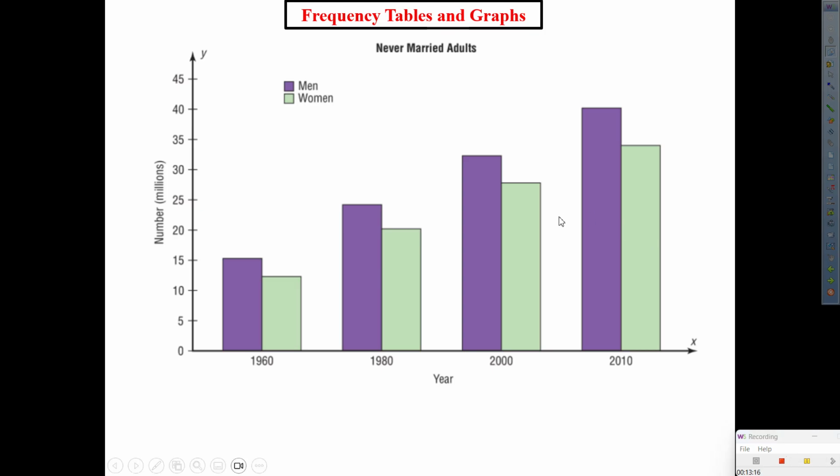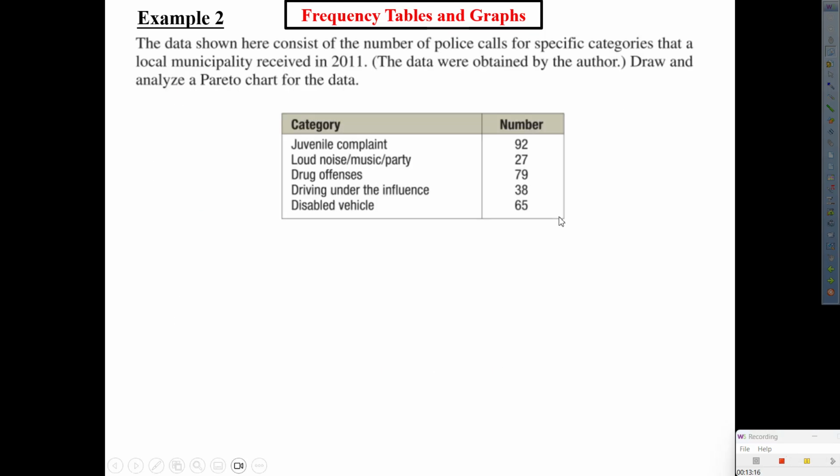Next, copy this table onto your paper, please. Example number 2. Turn your paper over. Example 2. Copy the table only. Categories: juvenile complaint, loud noise, music party, drug offenses, driving under the influence, disabled vehicle, and the numbers given are 92, 27, 79, 38, 65, and the problem goes as follows.